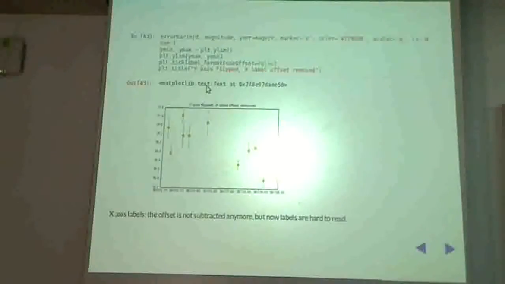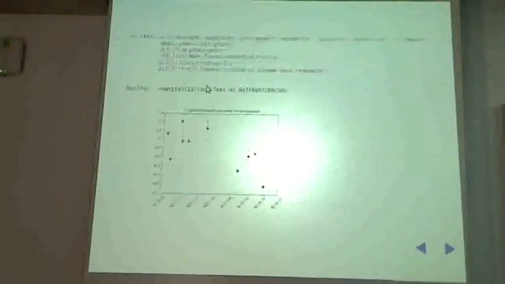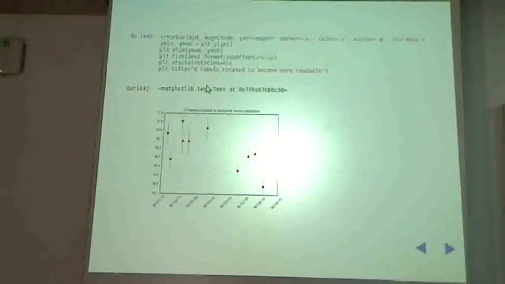Okay, so the offset is not there anymore, but things are looking very cluttered here. They're quite hard to read. So what one might want to do is rotate the text of these numbers so that it becomes more readable. Okay, and that is what we do next. We rotate the X labels so that they become more readable.